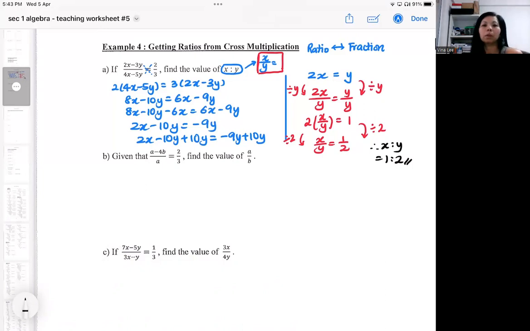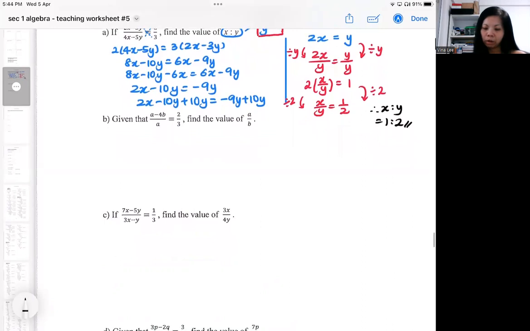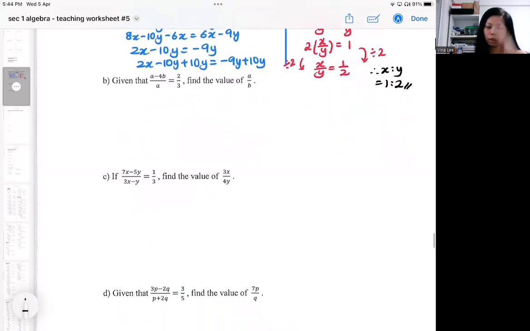So you can see the process. Before the red color process is the normal kind. The normal one is where your objective is to shift all the x to one side, all the y to one side. It doesn't matter which side. My habit is I always put x on the left side, but it can be interchangeable. So we're going to use this technique for the next few questions.